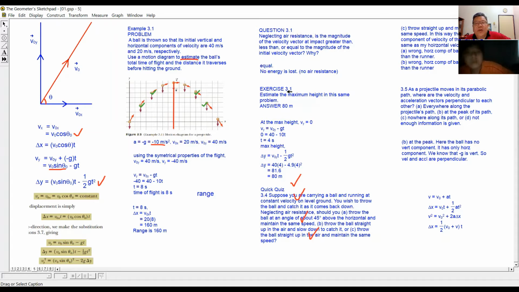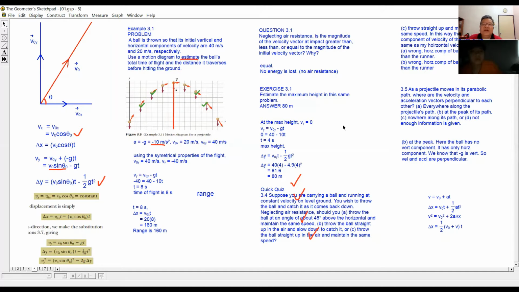Okay, exercise 3.1. Estimate the maximum height in this same problem. Earlier on, we wanted to find the range and the time of flight for this problem. Now we want to find this red line, the height. If you want to find the height, you must use the vertical component. If you want to find the range, you must use the horizontal component. So they want the height, I must use the vertical component.